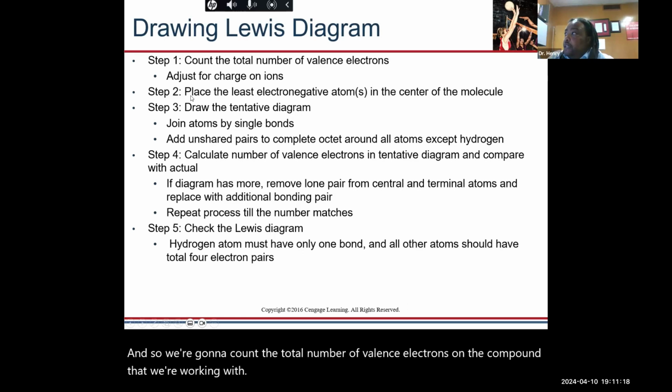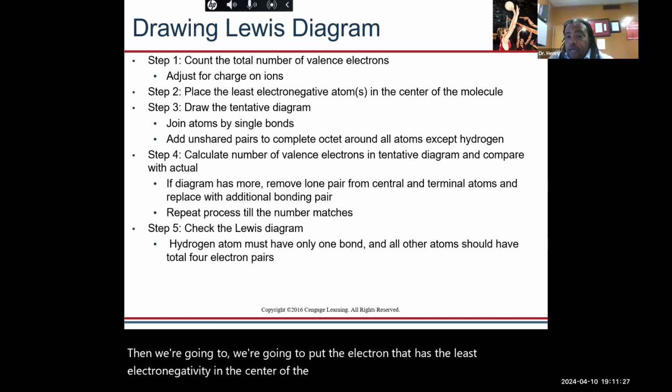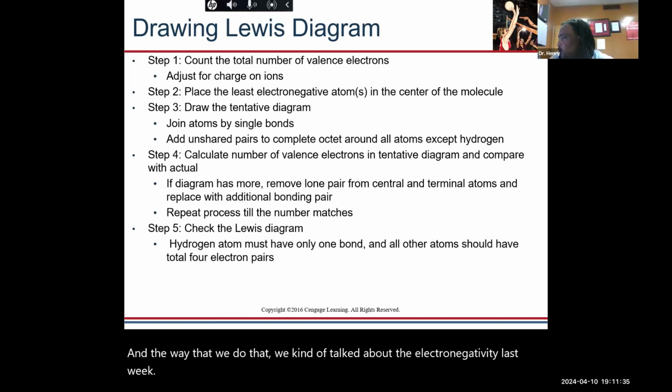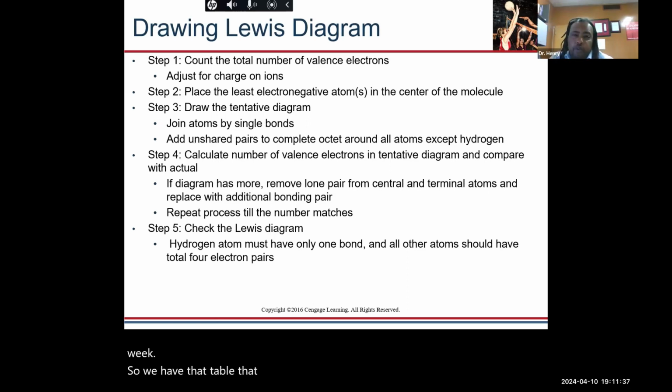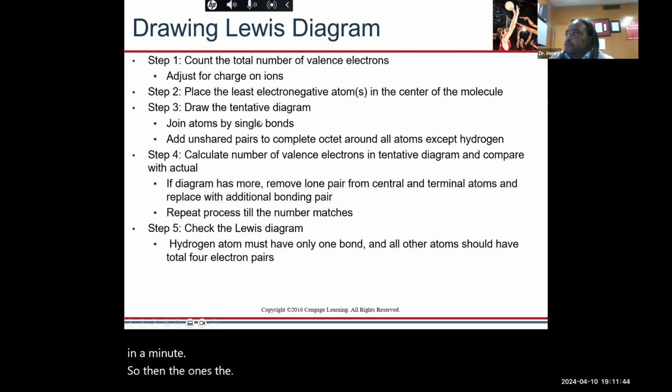Then we're going to put the atom that has the least electronegativity in the center. We kind of talked about electronegativity last week. So we have that table that I shared with you guys, and we'll be pulling that out in a minute. The atoms that are more electronegative are going to be placed on the sides.